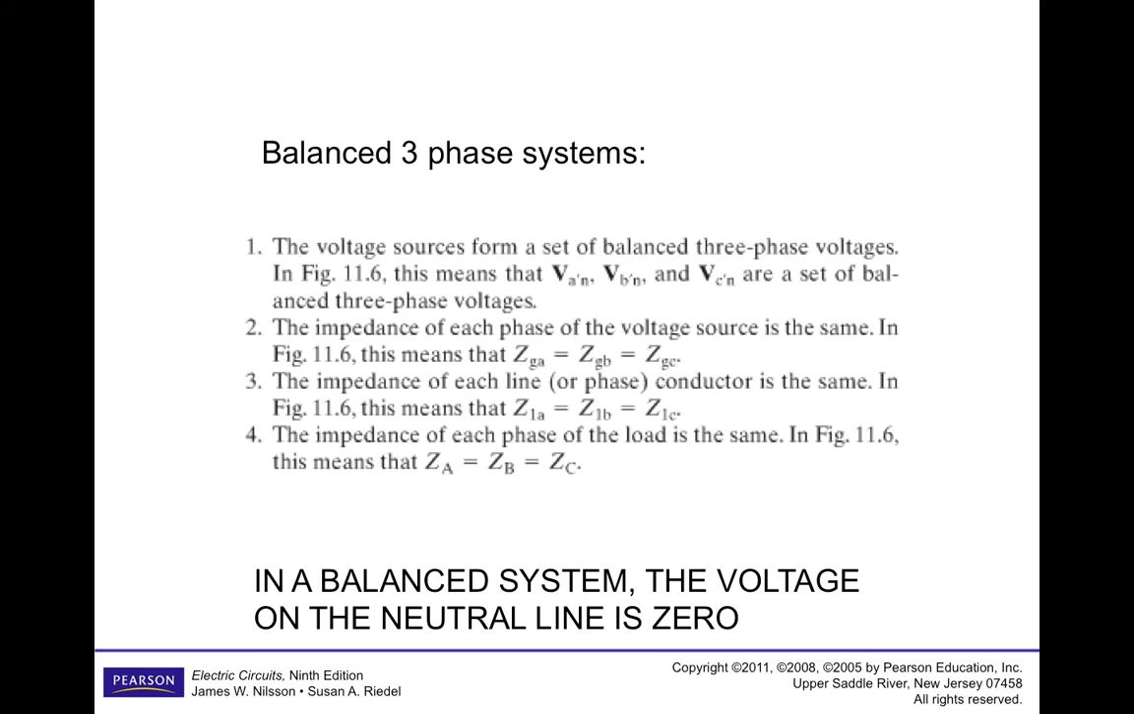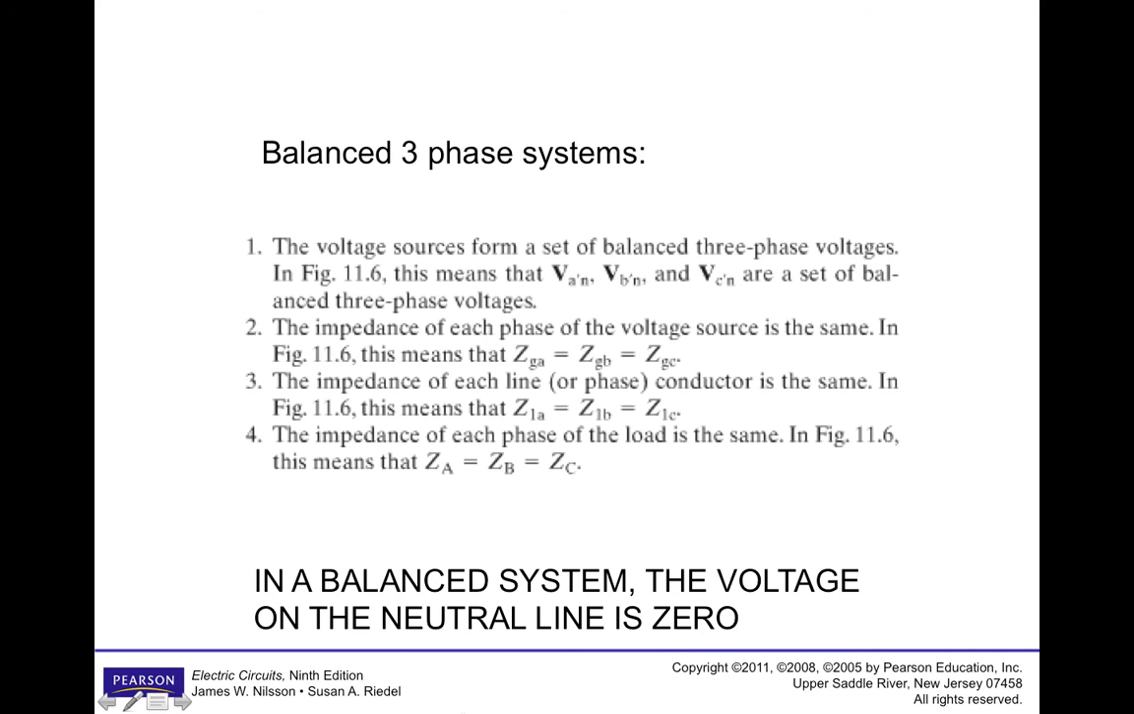In this class, we're only going to work with balanced three-phase systems. So what exactly makes a three-phase system balanced? The first thing is that the ideal voltages coming out of the voltage source or generator have the same magnitude and are offset by 120 degrees. It's also important that the impedance of each phase of the voltage source is the same. This means your generator impedances for A, B, and C are all the same. It also means that the impedance of each conductor is the same, so your transmission line from generator to load needs to have the same impedance. And finally, the impedance of each phase of the load is the same.